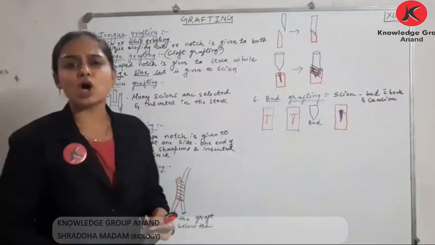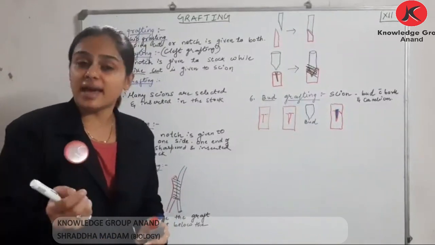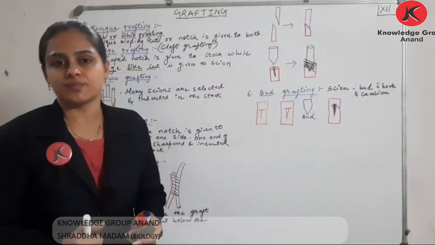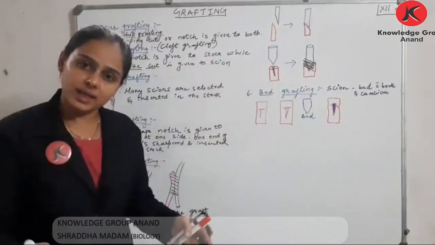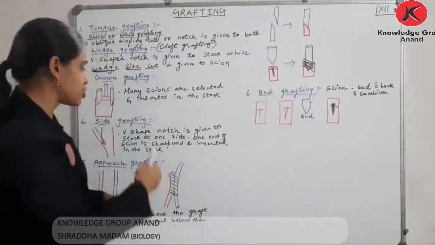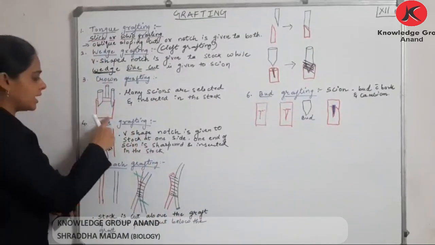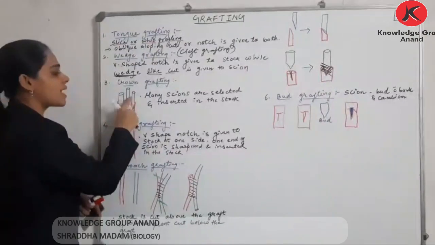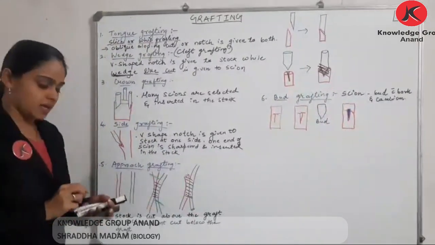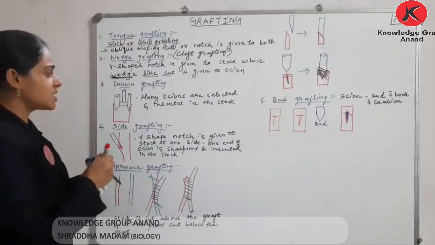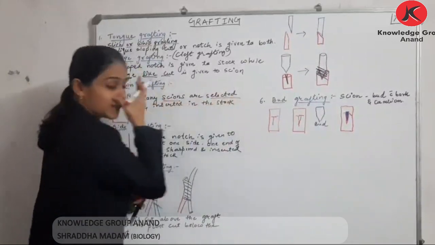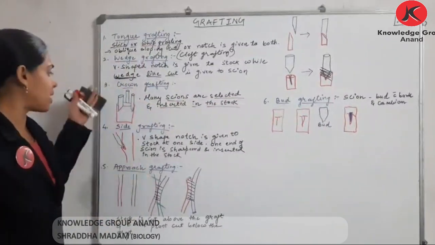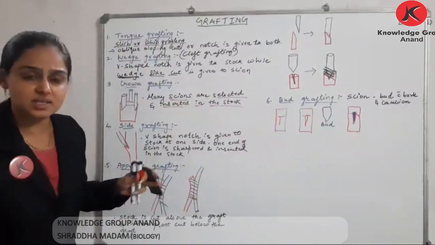If I am talking about crown grafting, then in this type of grafting many scions are inserted in the root stock. As you can see over here, this is one root stock, the red portion, and in it I have inserted 1, 2 and 3 scions. Am I clear? So what I have written, many scions are selected and inserted in the stock. So this is your crown grafting, very easy it is.